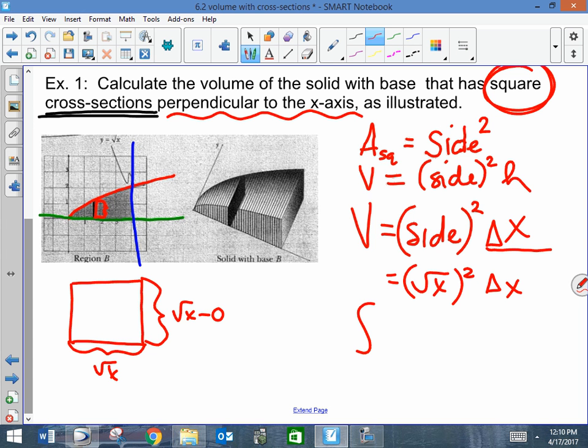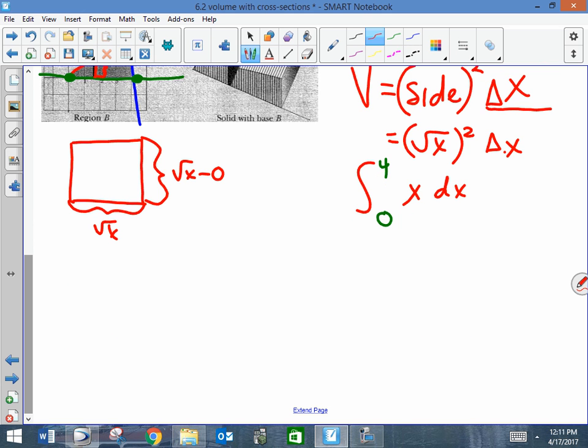The boundary is still going to be of the shaded area from here to here in terms of x. What is it? 0 to 4, because that was x equals 4. Very good. What's the square root of x squared? And that changes to dx. And we're good. We could do this one by hand, right? Probably quicker than we can.